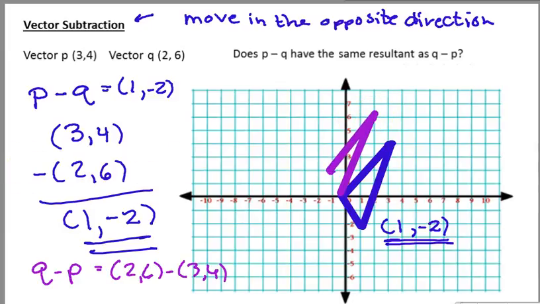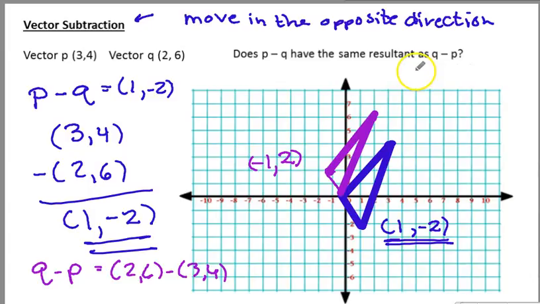Notice, this time my resultant is different. Here the resultant is -1, 2. And so p minus q and q minus p are not the same thing. Very similar to plain old addition and subtraction. Addition is commutative, subtraction is not. And so vector addition is commutative, vector subtraction is not. The shortcut to subtracting vectors is exactly the same though.